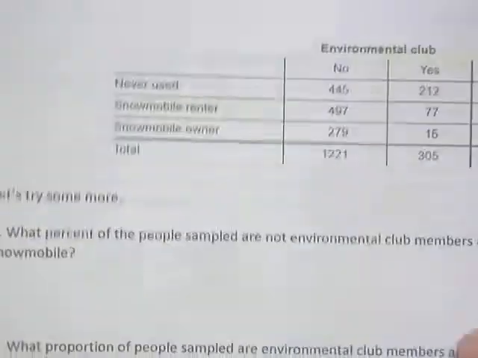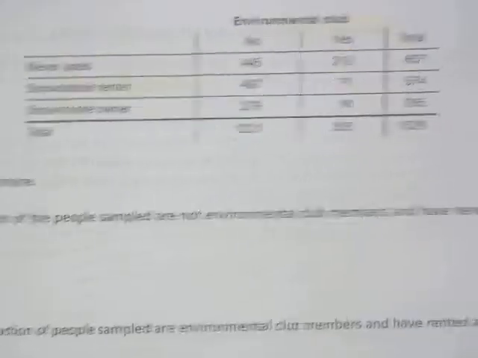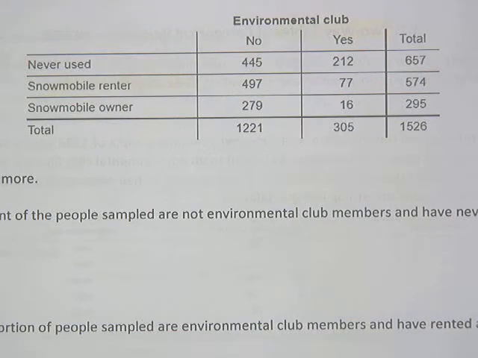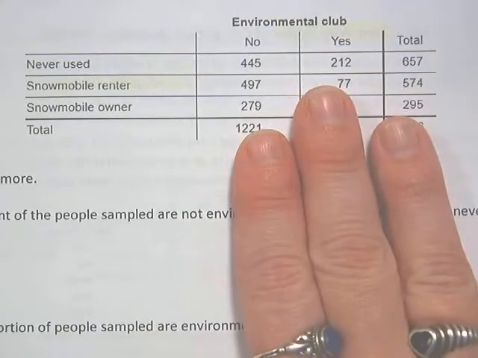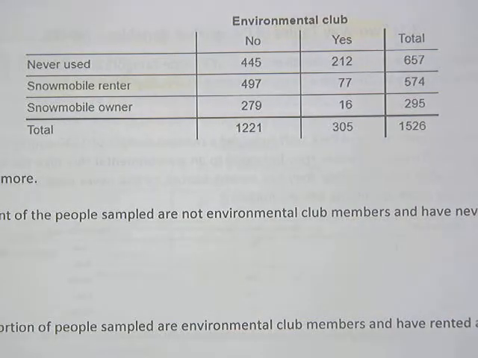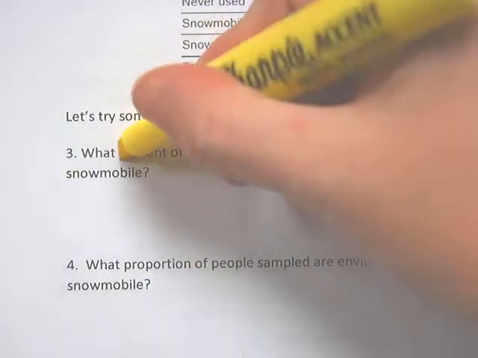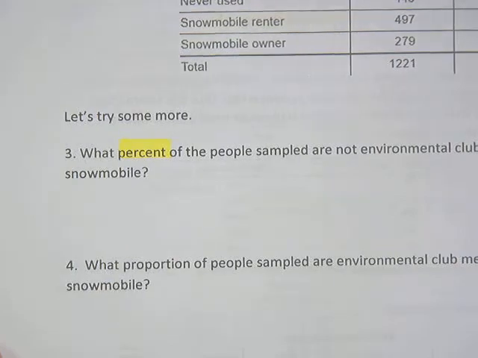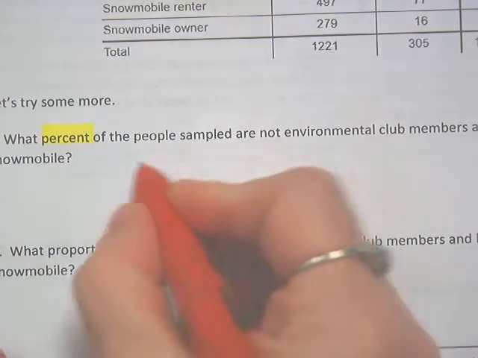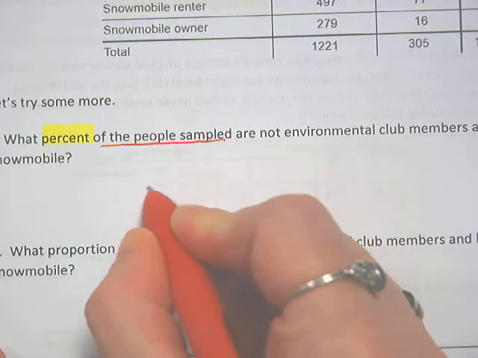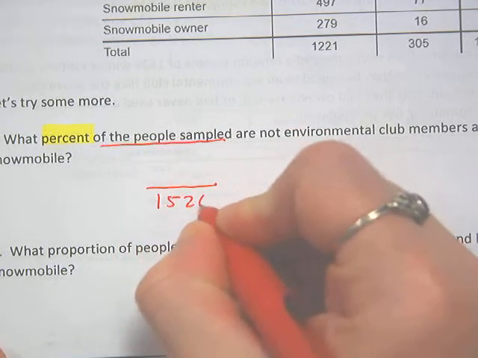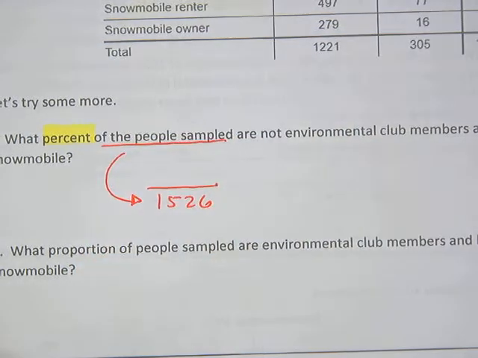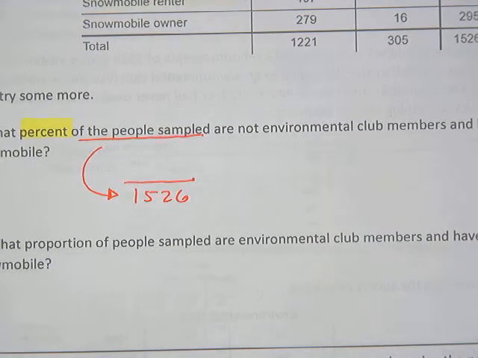Okay, turn the page. I went ahead and copied and pasted the snowmobile table over so we didn't have to keep flipping back and forth. But let's try some more. So this is the same table of values. It says what percent of people sampled, so right away that indicates out of everybody who was sampled, the first portion of the word problem, the of blank, is going to be your denominator.